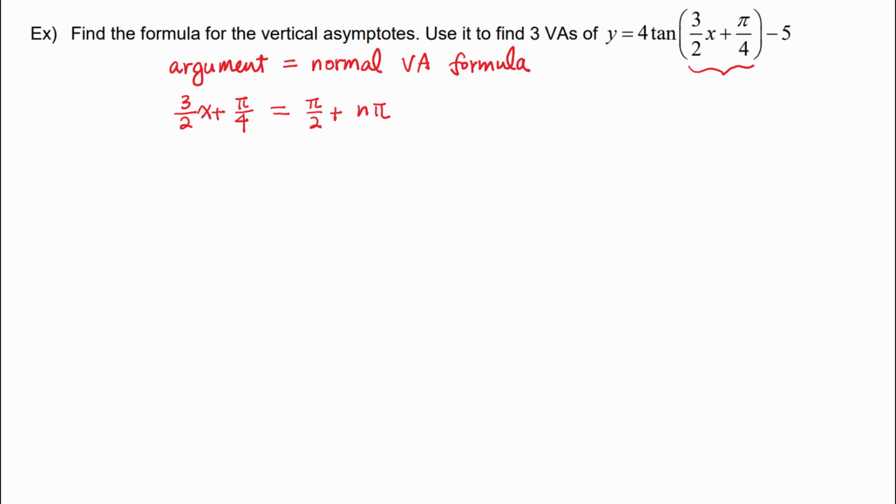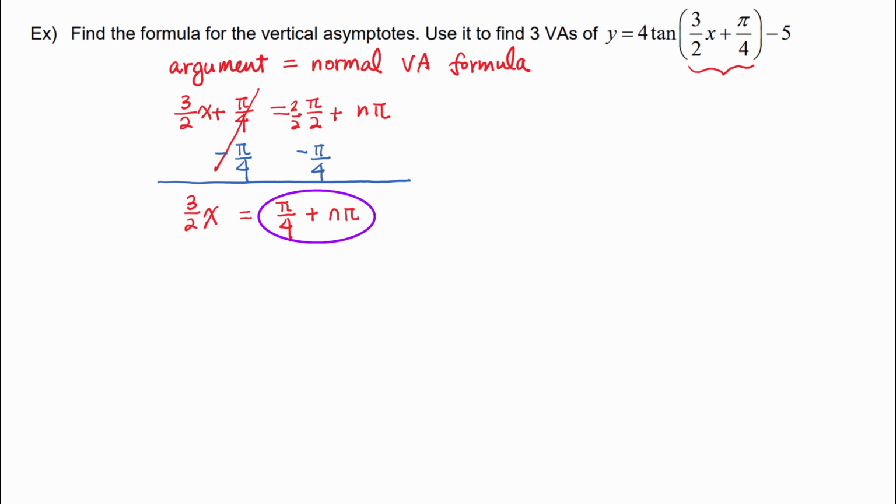So to solve this, we're going to subtract pi over 4 from both sides. Then I have 3 over 2x only, since this is gone. And since I can multiply here by 2 over 2, I get 2 pi over 4 minus the pi over 4. So you get pi over 4, bring down the n pi. Let's combine these two to make a single fraction so that it's easier to calculate and have a better looking formula as well.